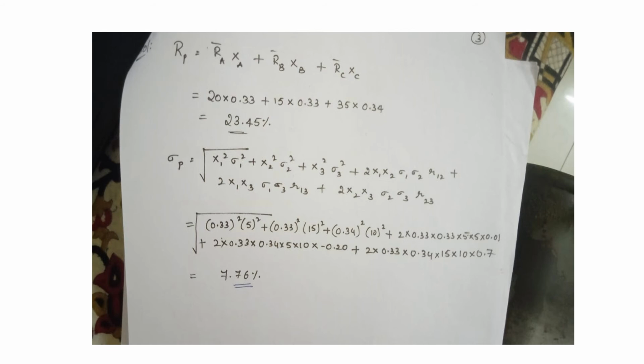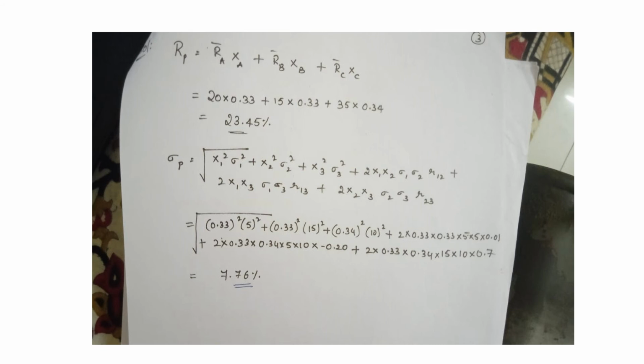So for return on portfolio, use the formula, that is summation of return into weights. Weights you can denote with W or X. Any letter you can use, it doesn't matter which letter you are using. So here it is denoted by X, or you can take it as weights, W also.